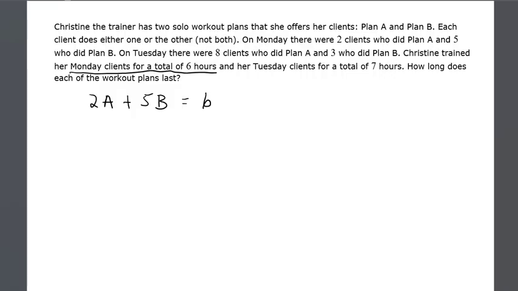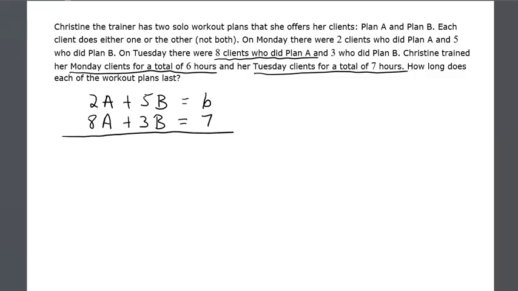Now on Tuesday, there were 8 clients who did Plan A and 3 who did Plan B for a total of 7 hours. So now we have a system of equations that we need to solve. Again, you first determine what happens if I add them together just as they are. 2 and 8 are 10, 5 and 3 are 8, so it doesn't eliminate one of the variables. So now we choose one of the two variables to eliminate.